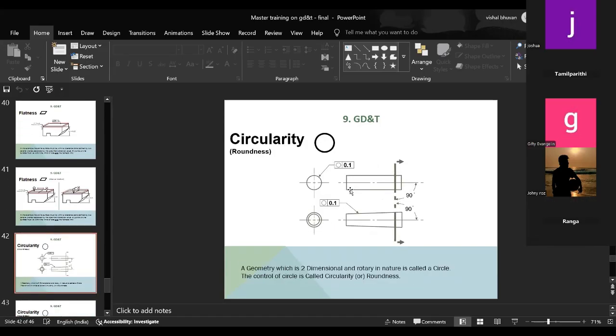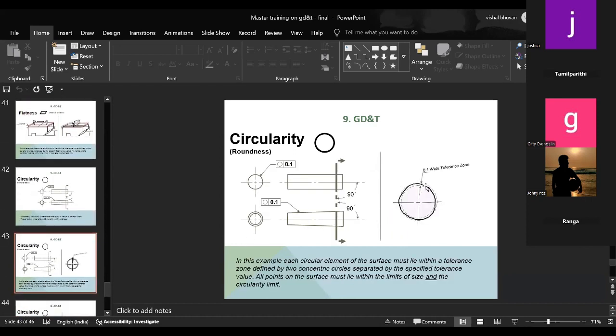So next is circularity. It controls the circle form, and is called circularity. Here in a cylindrical feature, in a particular cross-sectional area, we get circularity. So the waviness of the circle must lie within these two concentric circles. The two concentric circles are derived from this tolerance, 0.1, plus half and minus half. So the waviness will be within this concentric zone.